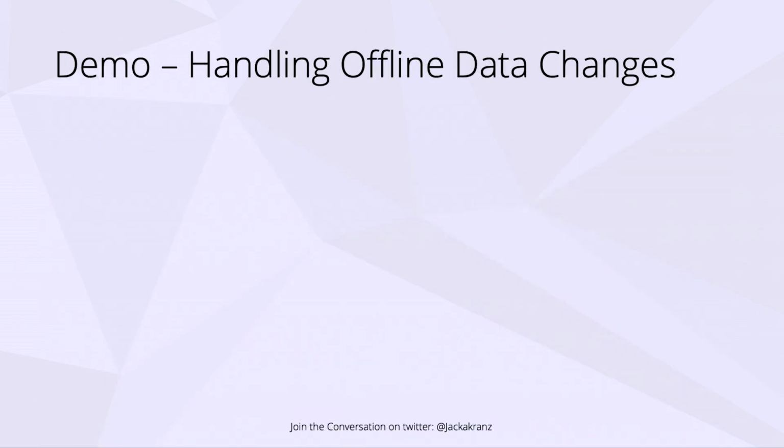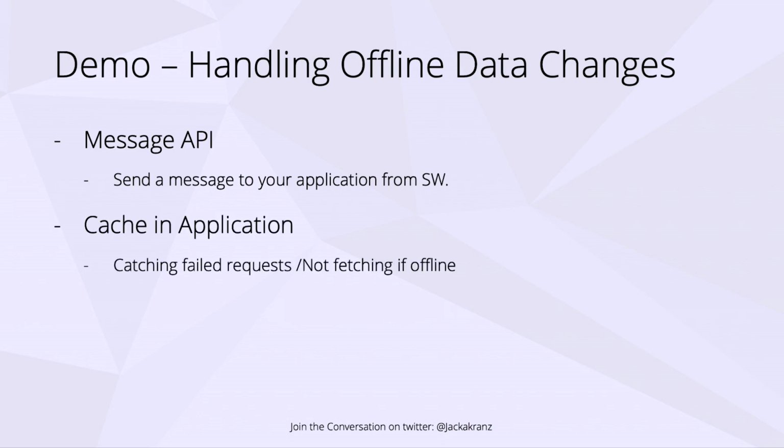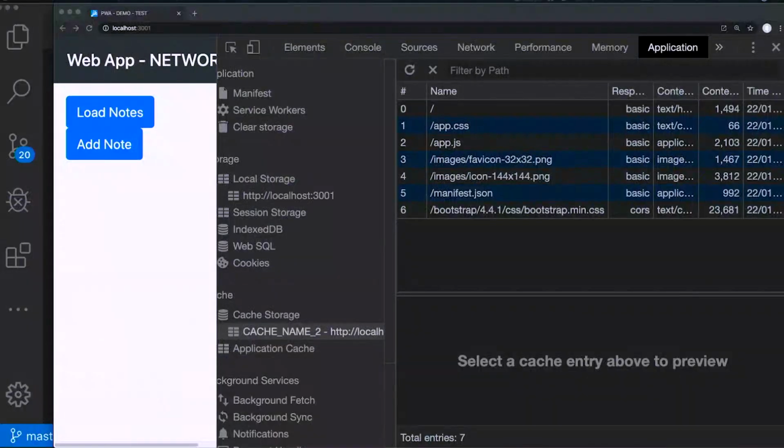So now we're going to look at handling our offline data changes and how to do that offline online sync. And again, there's a ton of ways you could do it. We're going to look at the message API to send a message to your application from your service worker when a request fails, and then we'll store that somewhere. And then we'll cache it in our application. Let's have a look at how that works.